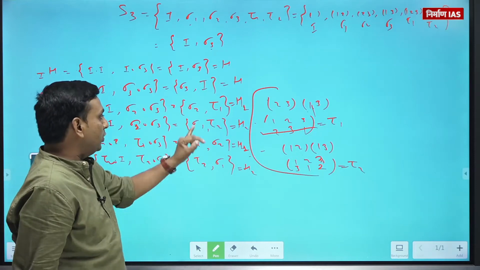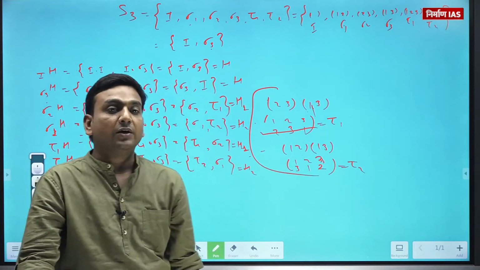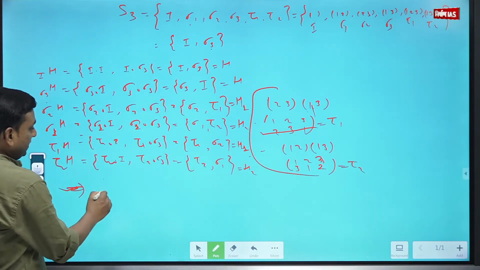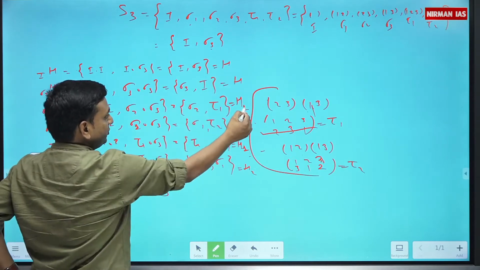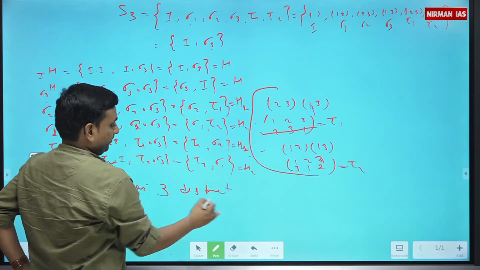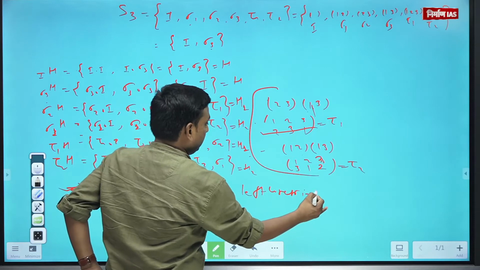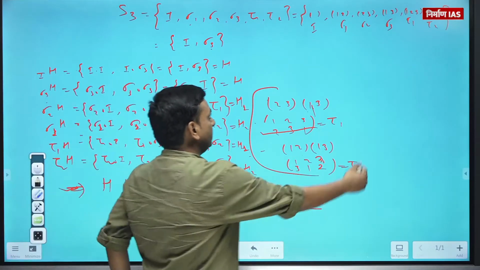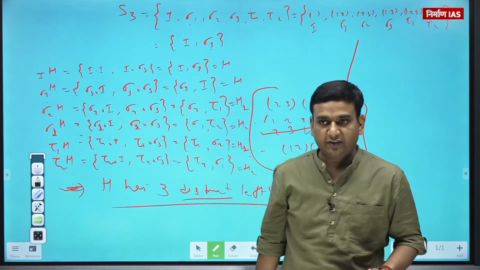Something like only one element is common, others are different. No, this is not possible in the cosets. So what you can say, H has three distinct left cosets in S3: H, H1, H2. In the same fashion, you can go for finding right cosets.